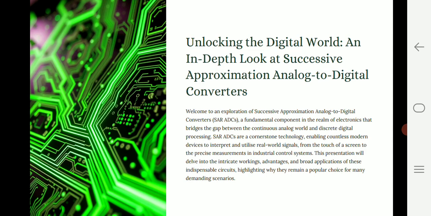SAR ADCs are a cornerstone technology enabling countless modern devices to interpret and utilize real world signals, from the touch of a screen to precise measurements in industrial control systems. This presentation will delve into the intricate workings, advantages and broad applications of these indispensable circuits, highlighting why they remain a popular choice in many demanding scenarios.